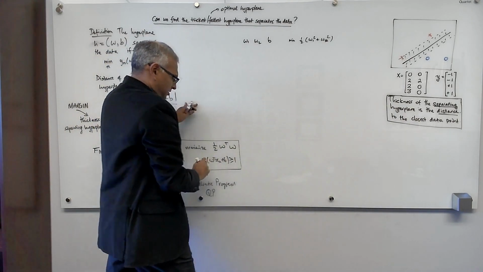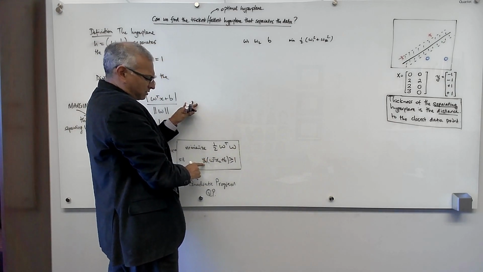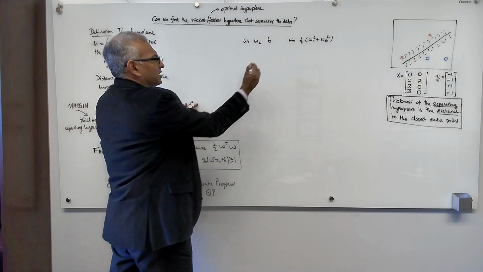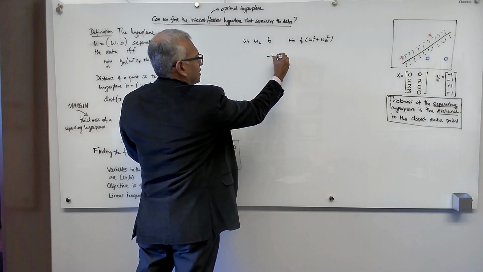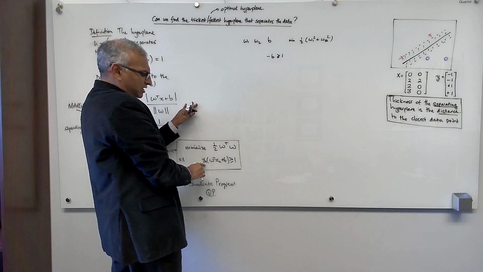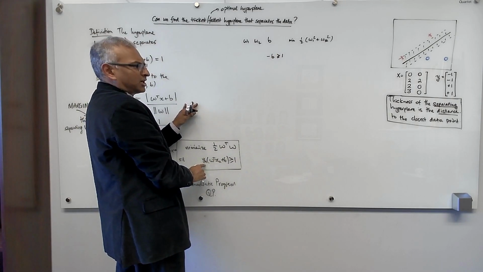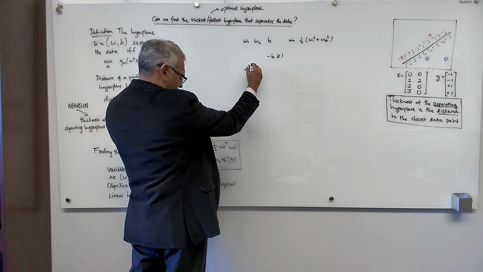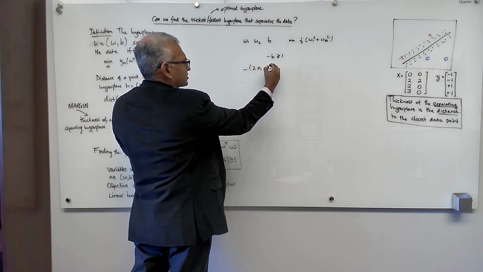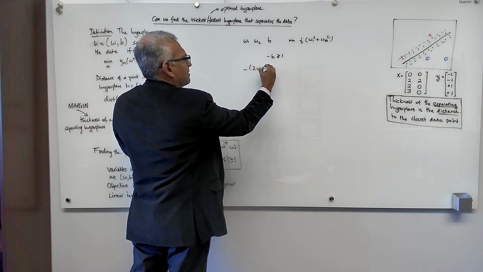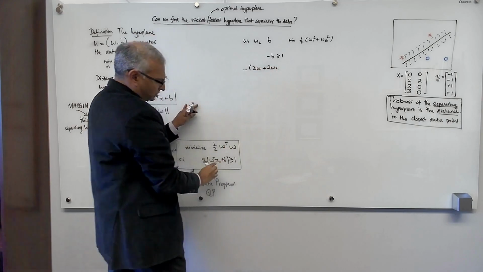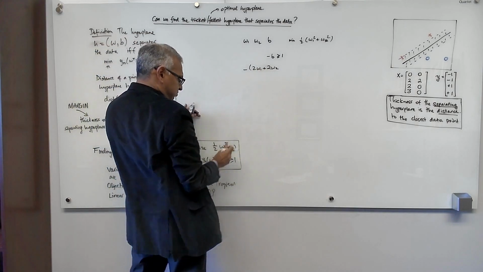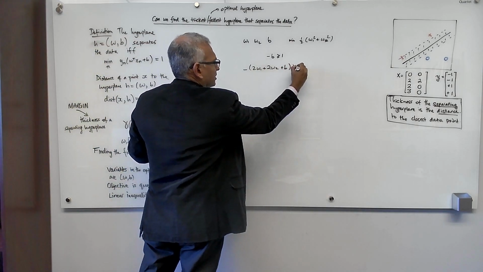Okay, so for data point 1, y is negative, and x is 0, so we have negative b greater or equal to 1. Data point 2 is negative, and now x1 and x2 are 2, so we have negative of 2w1 plus 2w2. So this is W transpose X, where both components of X are 2 and 2, plus b is greater or equal to 1.